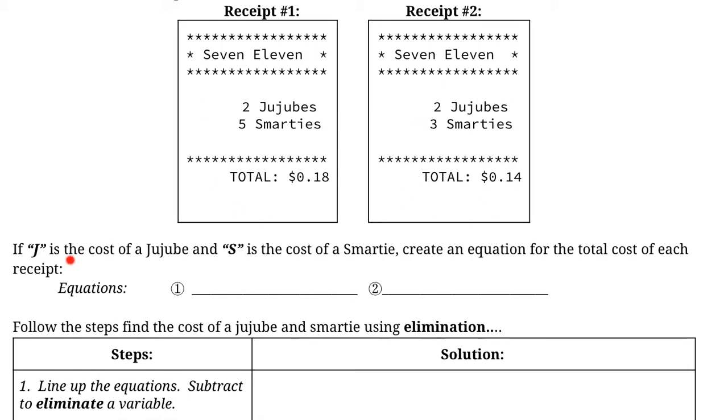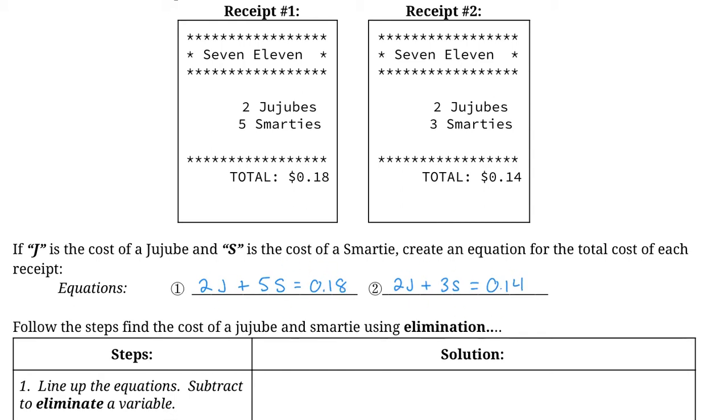If we use J to represent the cost of a jube and S represents the cost of a Smartie, we're going to create an equation for each receipt. So the first receipt, if we have 2 jubes, so 2J plus 5 Smarties, so that's plus 5S, our total cost is equal to 0.18. And for the second receipt, we have 2 jubes, 2J, plus 3 Smarties, 3S, and that's equal to 0.14. So here we have our two equations.